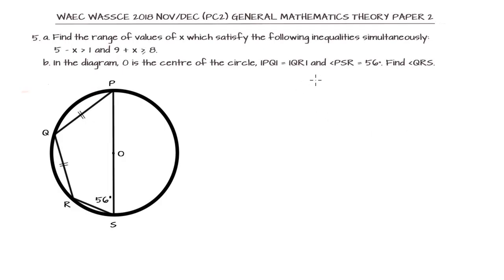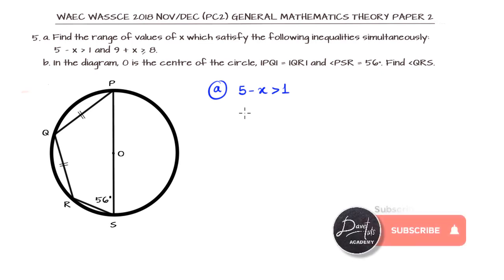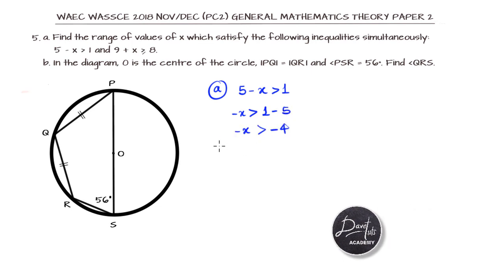In question number 5a here, we are told that we have to find the range of values of x that satisfy the inequalities 5 minus x is greater than 1 and 9 plus x is greater than or equal to 8. Now, for the first, 5 minus x is greater than 1. If we take 5 to the other side, minus x will be greater than 1 minus 5, giving us minus x is greater than minus 4.